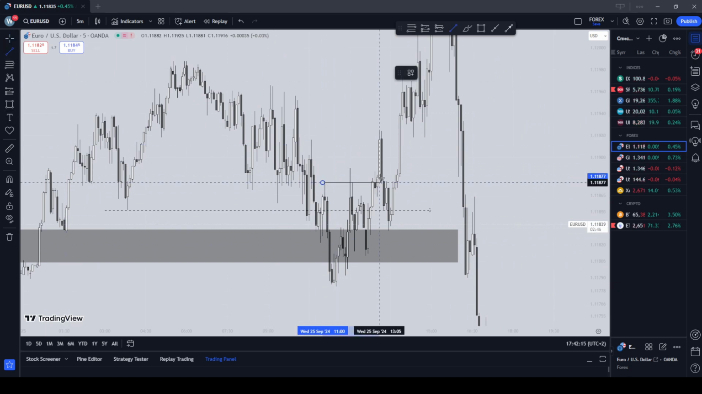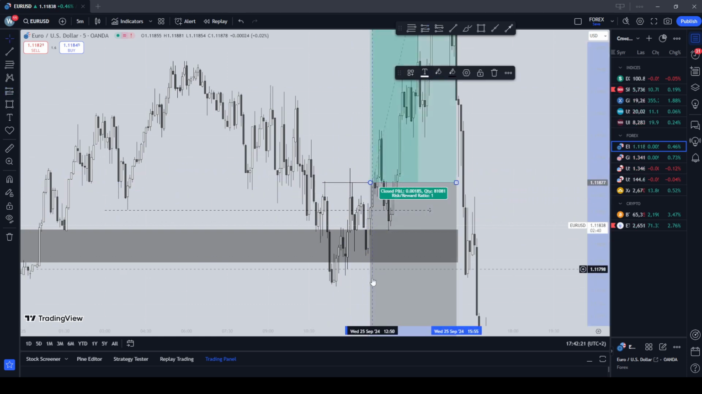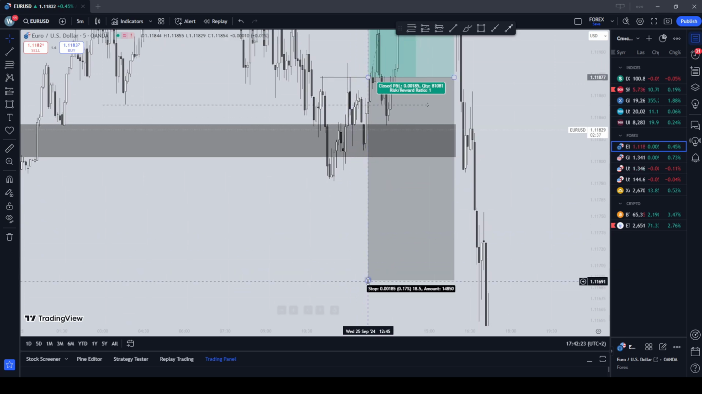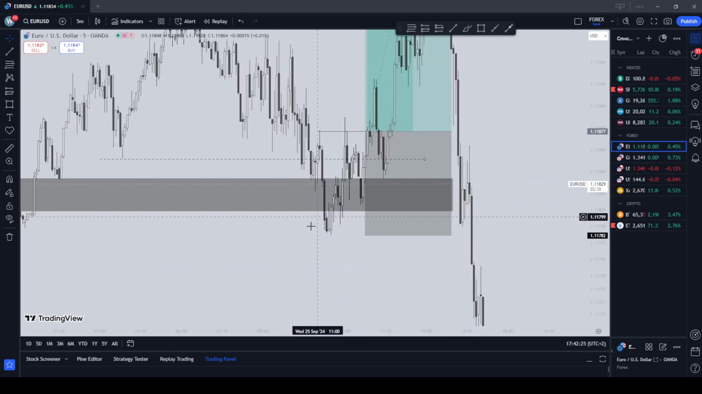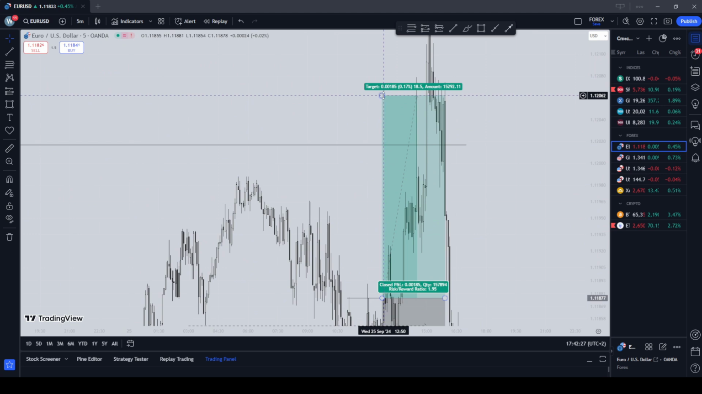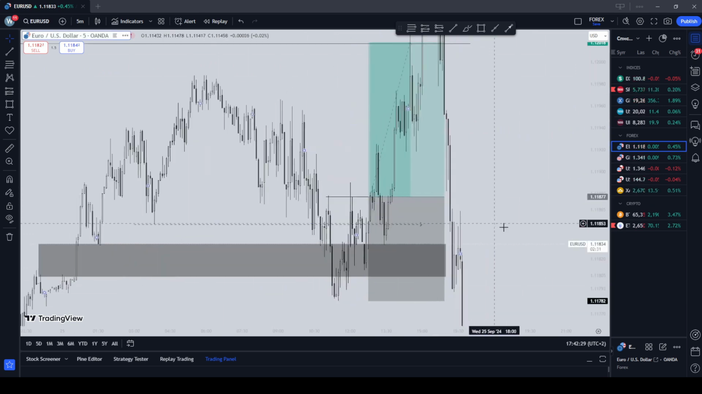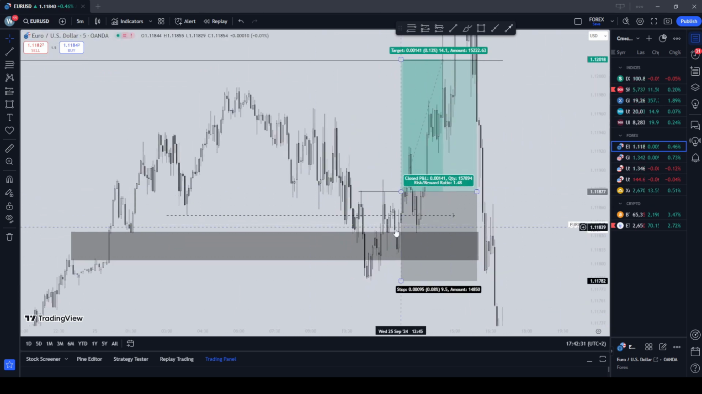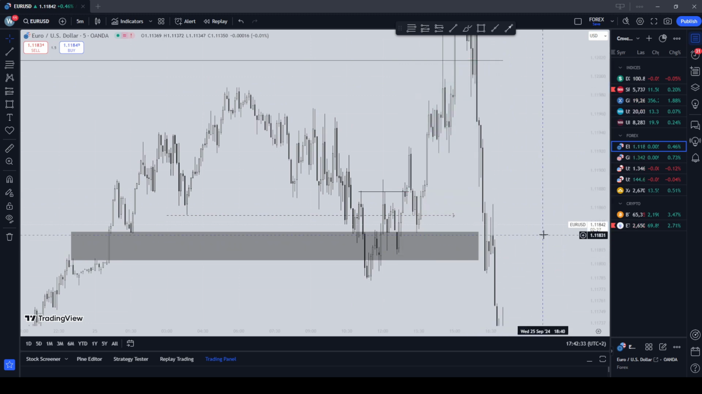Okay, so first of all, there is a change of the structure on LTF. For me, it's enough to just enter from the whole sell to buy move, stop loss after manipulation, and of course take profit at the high time frame target. So it's just a classic entry, but we can enter another way.